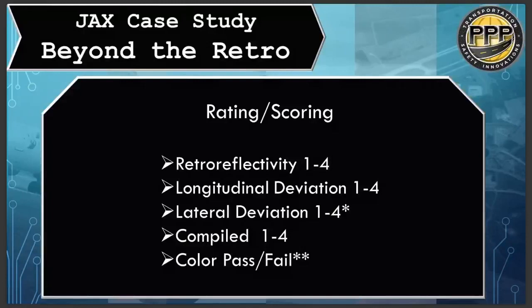Also longitudinal deviation. It's looking for whether there are any dramatic changes from 1 foot to the next foot to the next foot. Actually, we're averaging about every 5 feet. Lateral deviation, we talked about that several times. And then we have a compilation score that takes all these into account and gives you an overall score. And then of course, a color pass/fail, where the LLG7 color is the only mobile unit that can actually measure white and yellow or any color for nighttime color visibility.